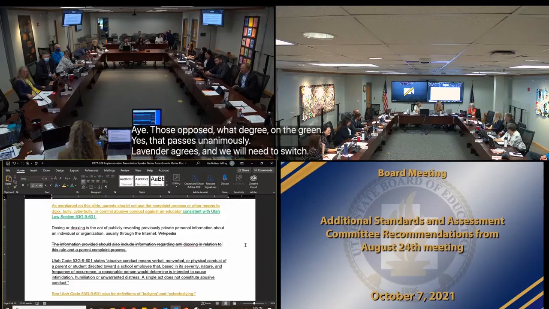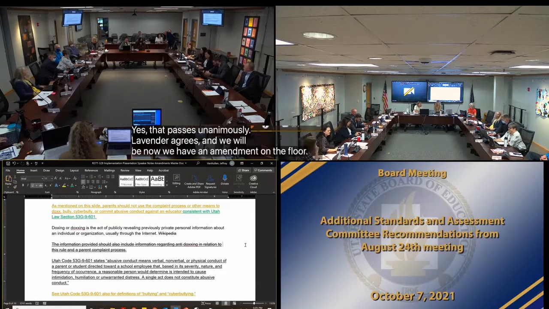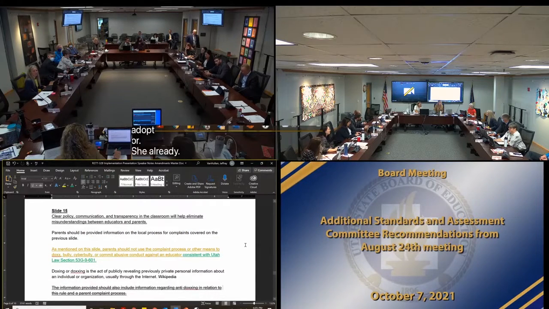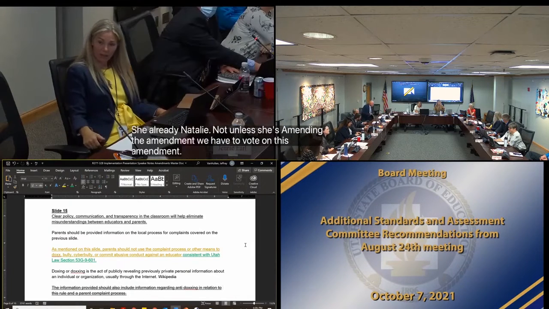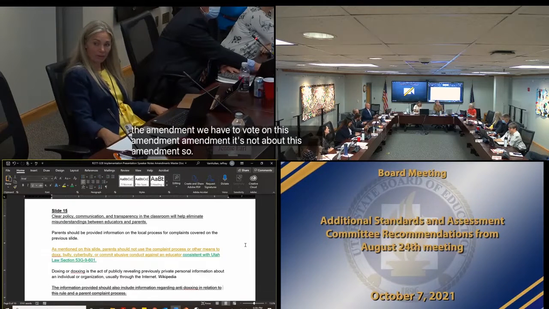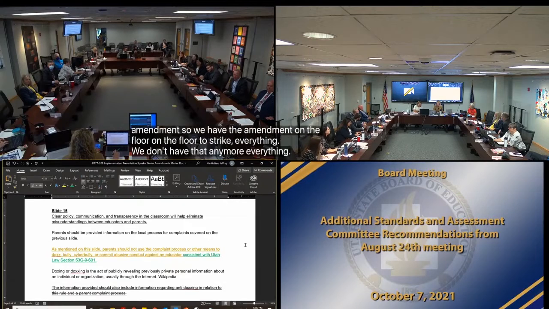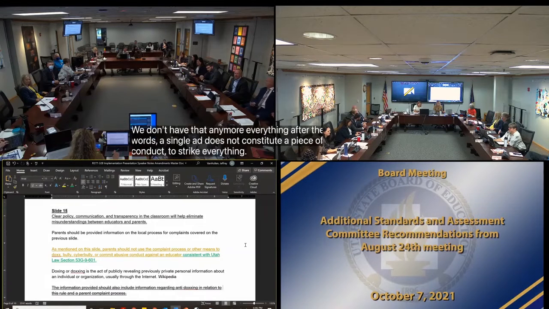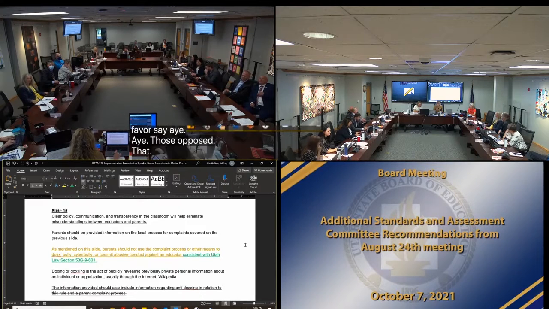Now we have an amendment on the floor. We have to vote on this amendment. It's not about the previous amendment. We have the amendment on the floor to strike everything after the words "a single act does not constitute abusive conduct." Those in favor say aye. Aye. Those opposed? That passes unanimously.